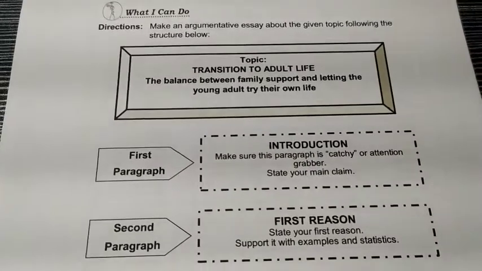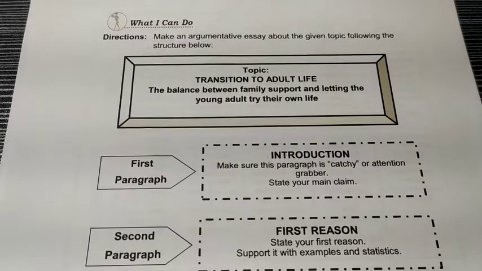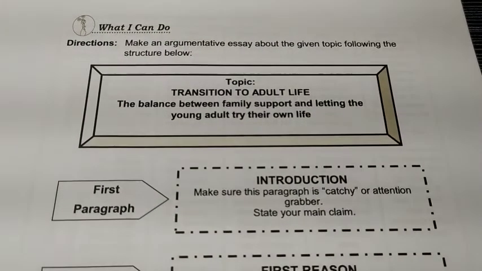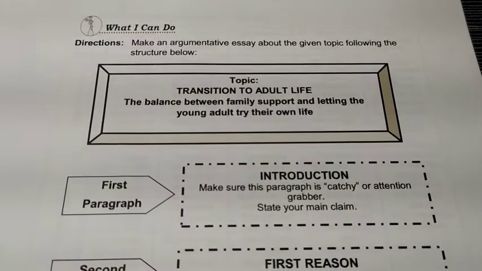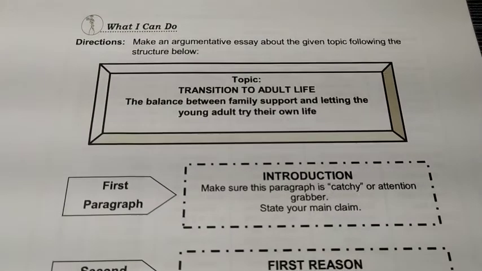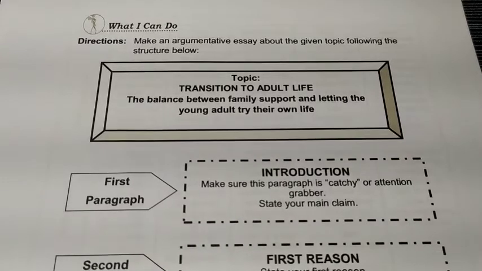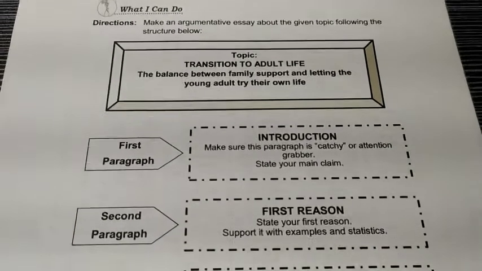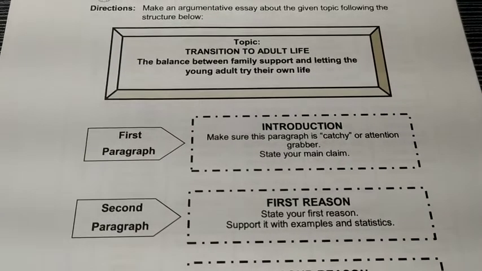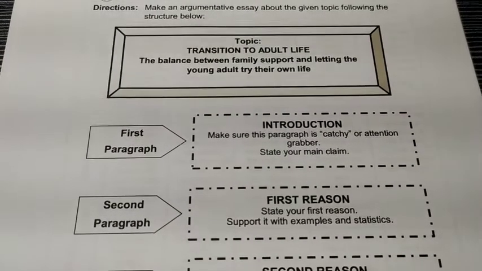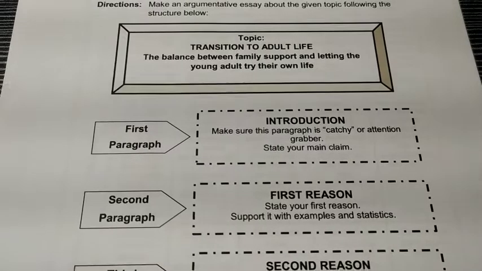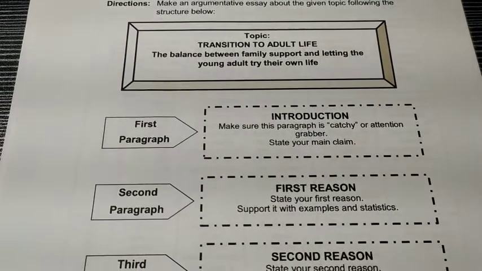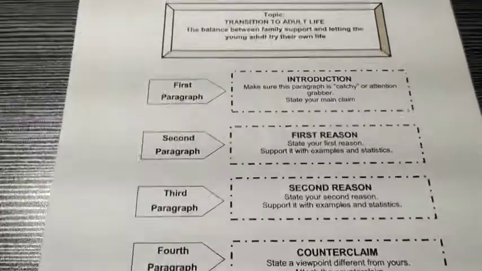Make an argumentative essay about the given topic following the structure below. The topic: transition to adult life, the balance between family support and letting the young adult try their own life. So it's about helping your family and making your own life. Those ideas are somehow contradicting because it is making yourself independent and somehow making yourself dependent on your family because you are giving support to them.